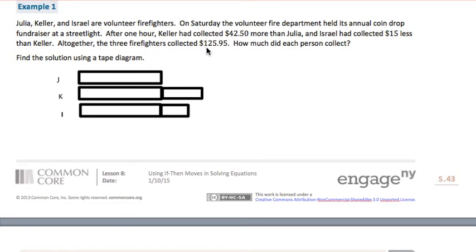And it says that all together the 3 firefighters collected $125.95. So we represent the total by making a brace. And inside each of these 3 pieces of tape or rectangles that are the same, we'll put an X.